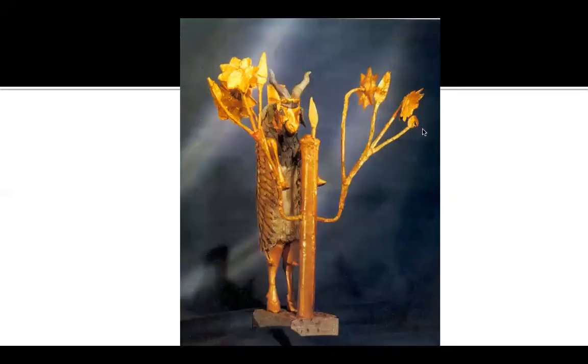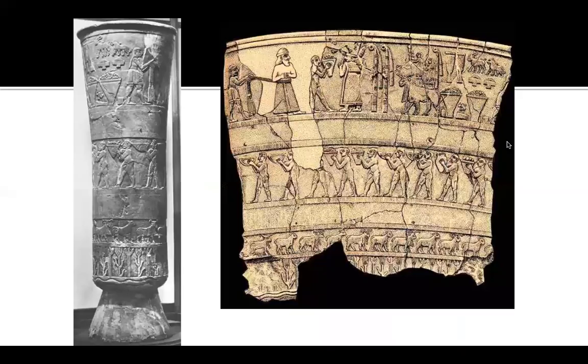Here's a really unique gold piece of this goat god, right? There's the cylinder made out of alabaster that was very popular from these burials as well. And you can see how it's organized in rows. We call that registers.